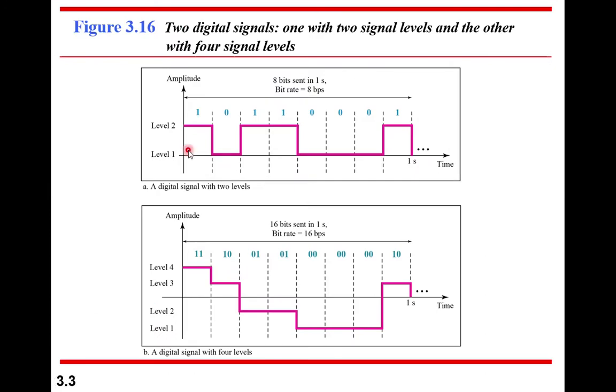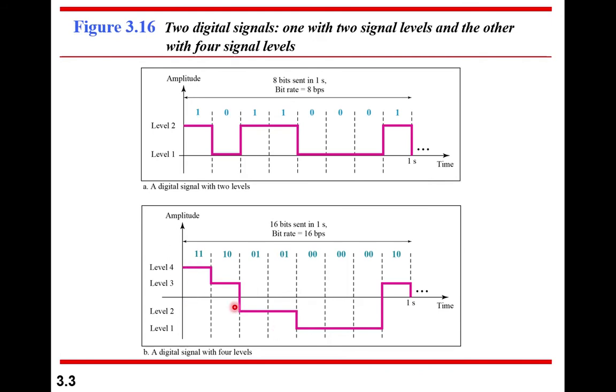For example, here you can see that this signal has 2 levels, level 0 and level 1. Level 1 is representing a 1 bit, and level 0 is representing a 0 bit. So here it is at level 0, which means it is a 0 bit. This is the digital signal with respect to time.